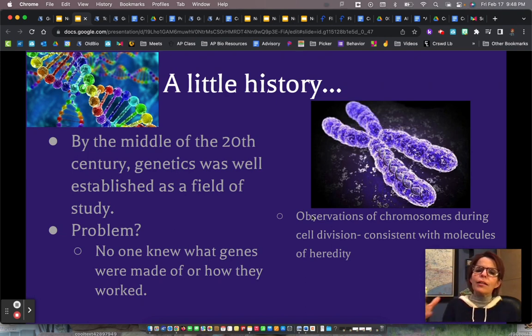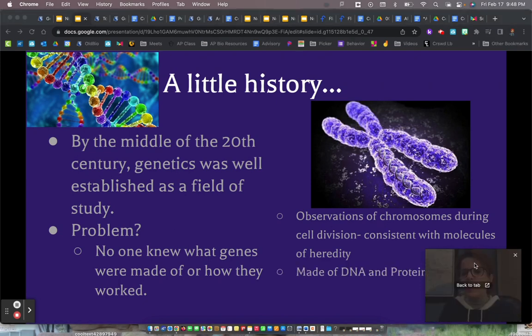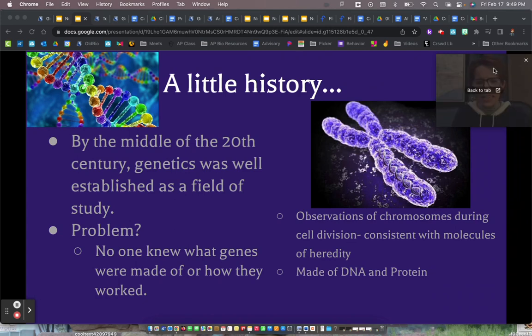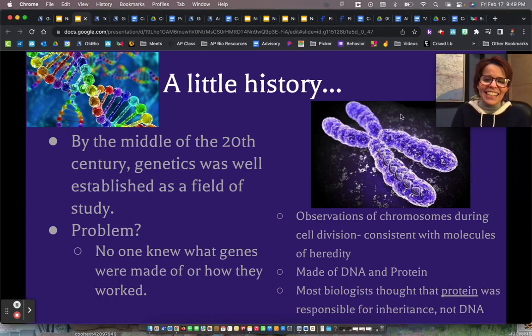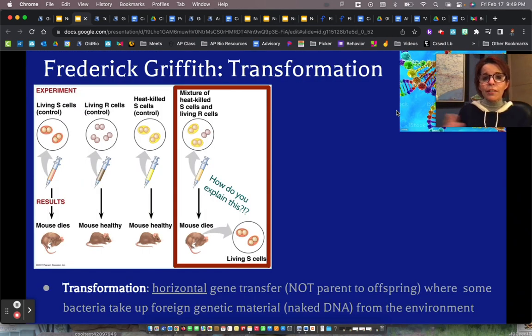So they started observing chromosomes during cell division, and they figured that would make sense as the molecule of heredity. They were aware that the chromosomes were made of DNA and protein, but they didn't know whether it was protein or DNA that was passing on the hereditary information. And actually, most scientists believed that it was the protein that was passing on that heritable information. So there's a series of experiments, and we're going to talk about a handful of them.